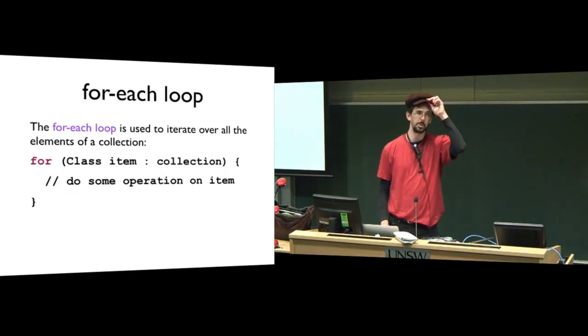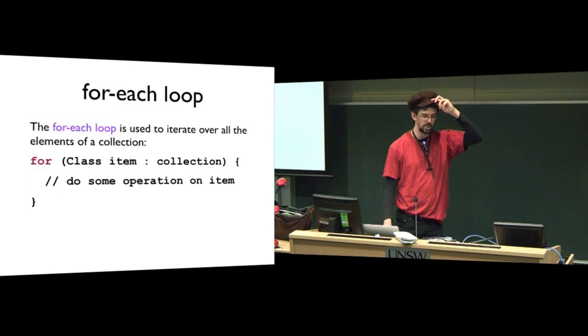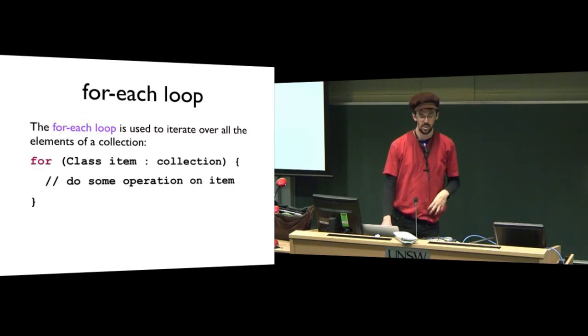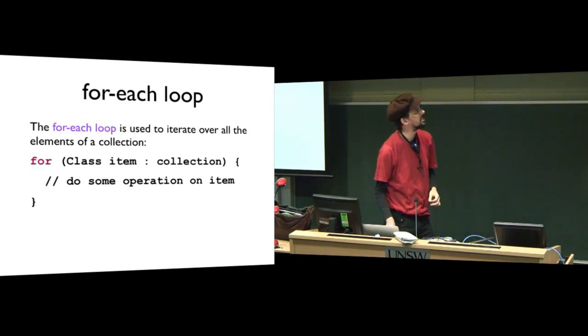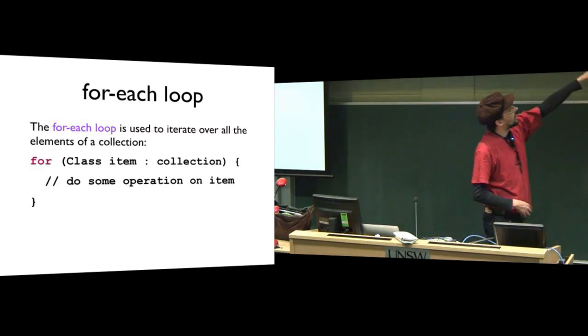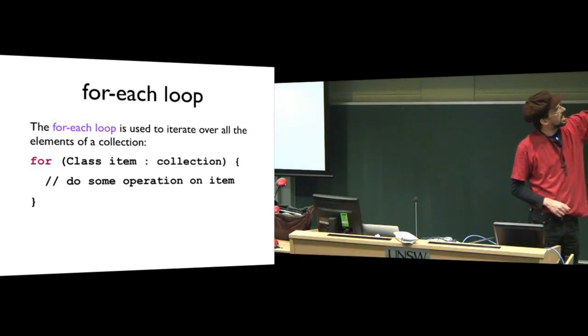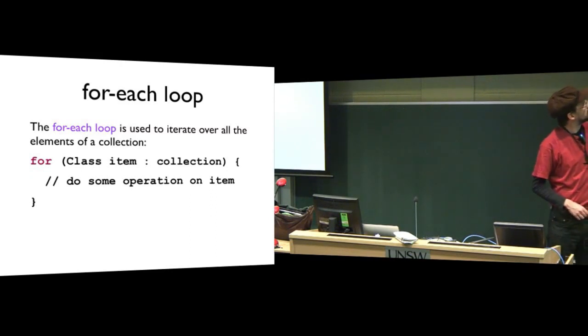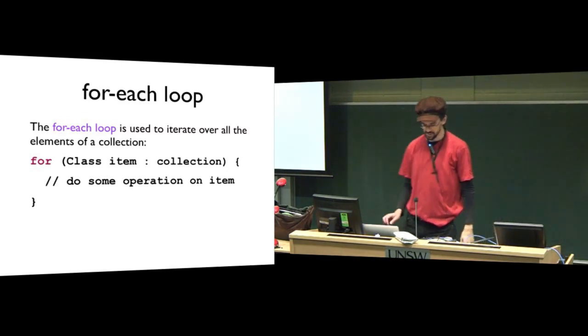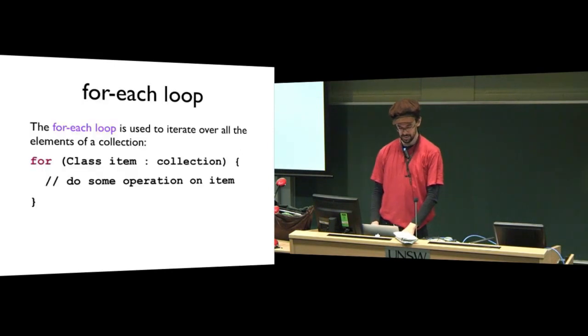So the for each loop is probably the most common one that you use when you're dealing with collections. And it looks like this. We say for, and then in parentheses, the class name, a variable name, a colon, and then the name of the collection. And then inside the body of the for statement, inside the curly braces, we do some operation on this item. And this is as far as I got with writing my slides today.